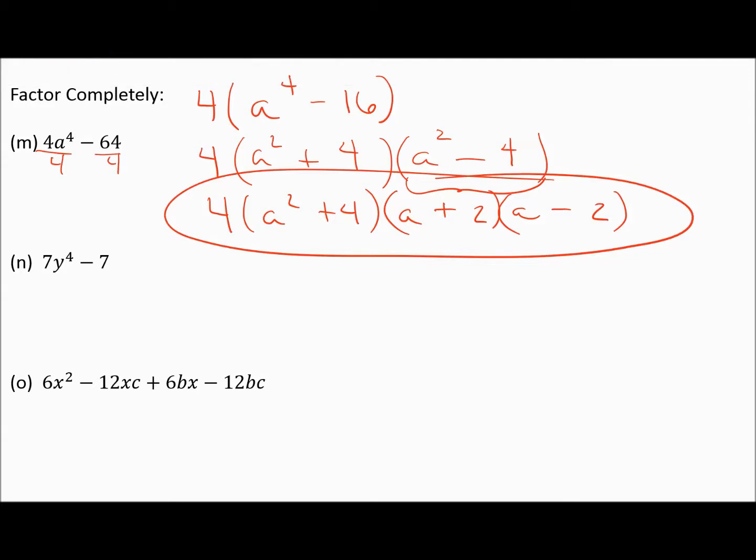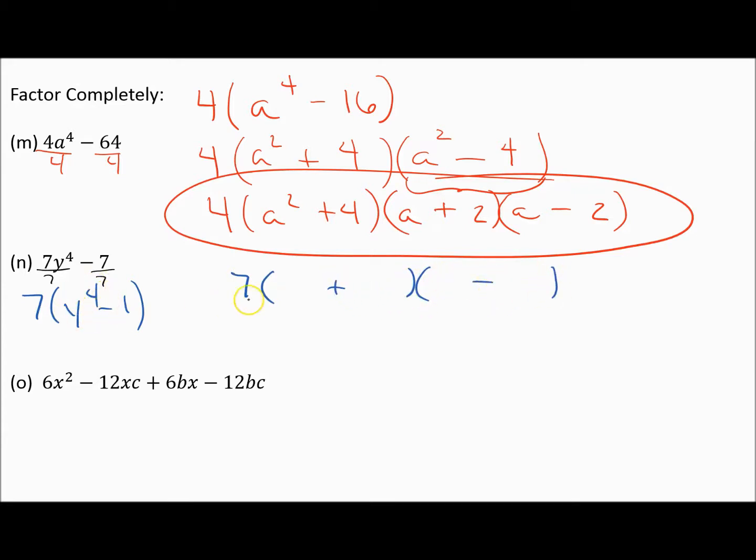Let's try another one. 7y to the 4th minus 7. If you'll notice, there's a 7 in common. That leaves y to the 4th minus 1. If you need to see that in more detail, I'm dividing each of those by 7. That's y to the 4th. And then the 7 divided by 7 gives me 1. But now y to the 4th minus 1 is what we call a difference of squares. So I've got 2 sets of parentheses with 1 plus and 1 minus.